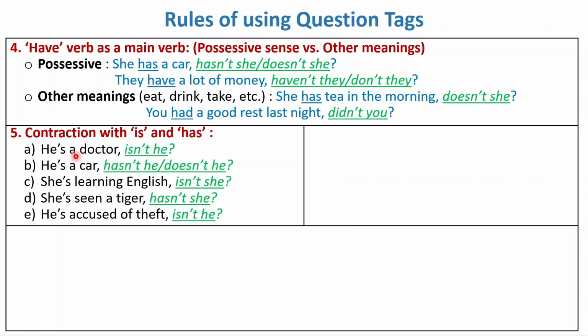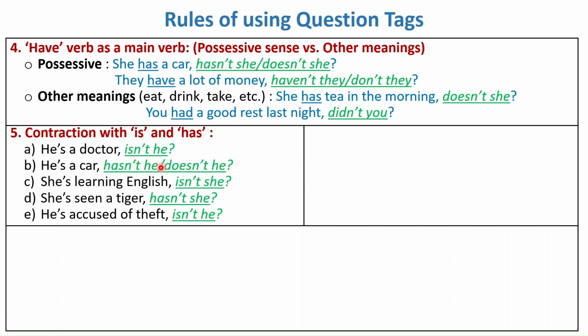For example, he's jaw. This is jaw sound. He's a doctor. He's a car. She's learning English. She's seen a tiger. He's accused of theft. In some cases it is, in other cases it is has. Now we have to find out in which situations this is and in which situation this is has.